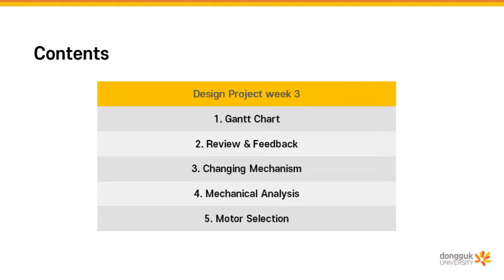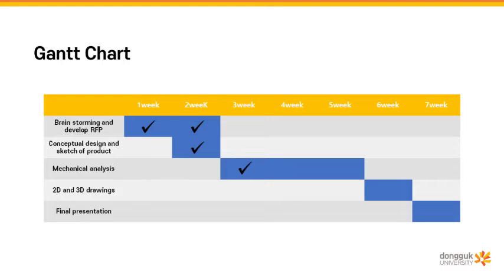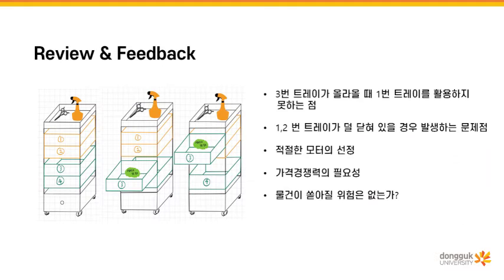This week's announcement is as follows. Here is the Gantt chart. Last week we simply finished sketching the product, and this week we started the mechanical analysis of the actual product. We tried to design a device that can be used without bending, for hair salons or factories where it would be used truly often. Next, I have collected important questions from the last presentation, and here they are.